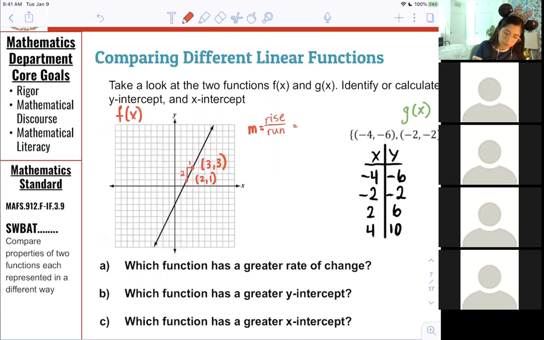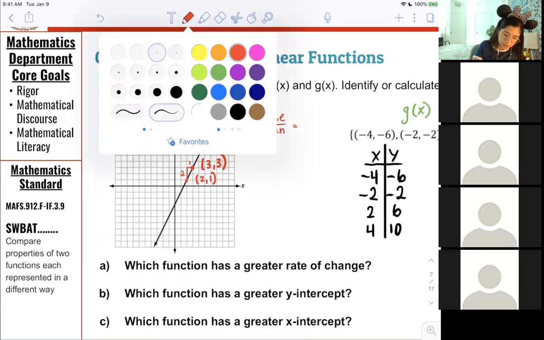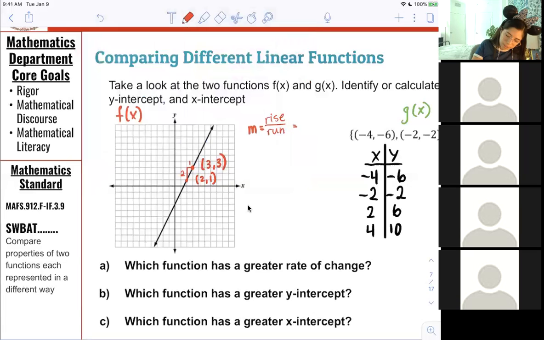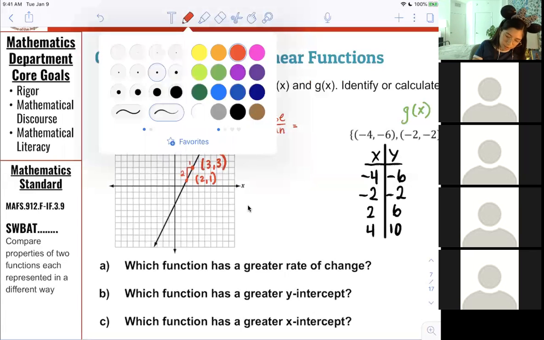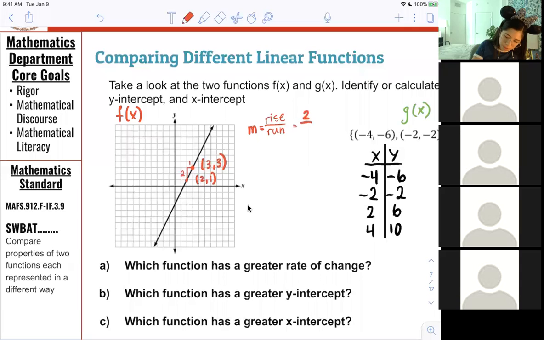So my slope, since my slope is rise over run, what do I write? 2 over 1. 2 over 1. Exactly. 2 over 1, which simplifies to just what? 2. 2. Okay, so my slope is 2.